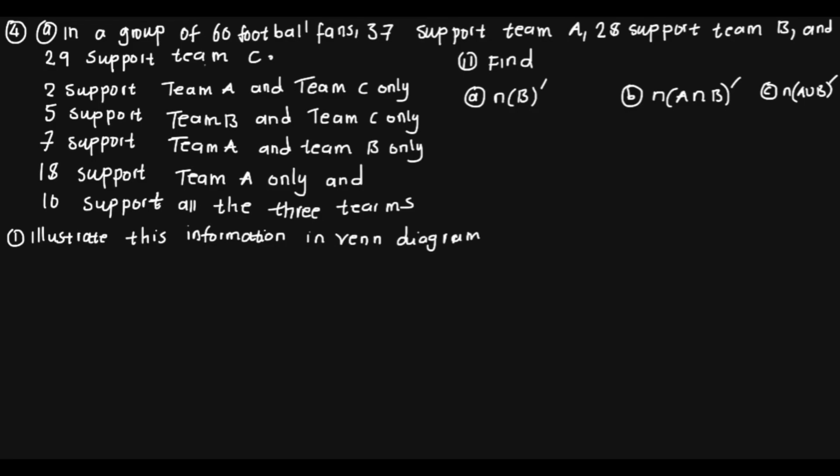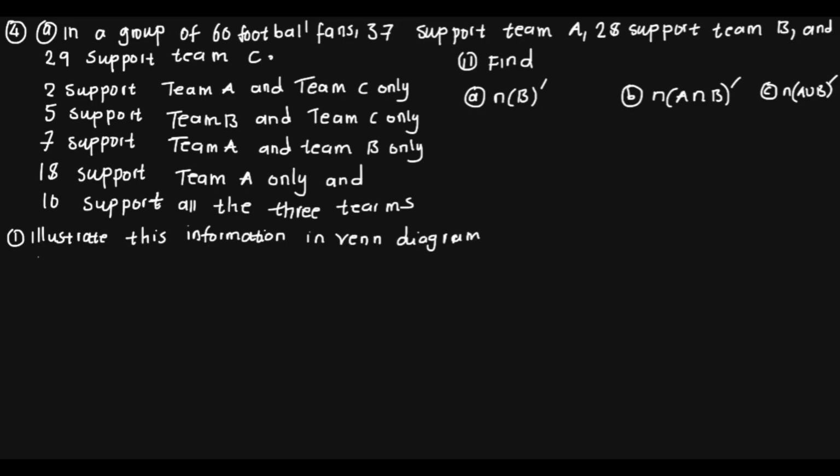So here, in a group of 60 football fans, 37 support team A, 28 support team B, and 29 support team C. 2 support team A and team C only. 5 support team B and team C only. 7 support team A and team B only. 18 support team A only, and 10 support all the 3 teams. Illustrate this information in a Venn diagram.